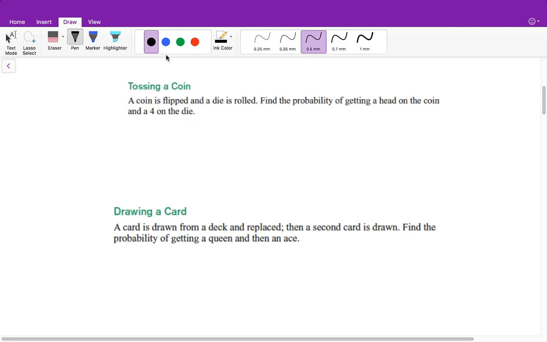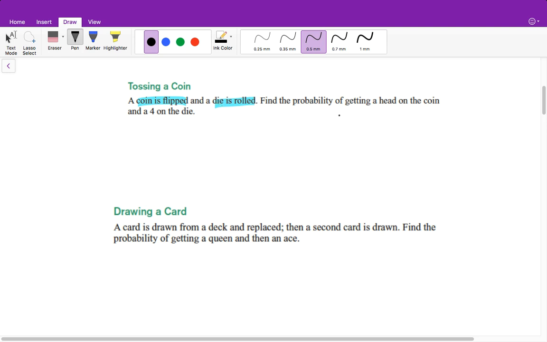Right, now this was the exact same scenario I was just talking about. They're doing two events. A coin is flipped and then a die is rolled. So we ask ourselves, do they affect one another? Are they dependent or are they independent? Well, they are independent because whether or not we flip a heads or a tails, it does not affect what we can get on our die.